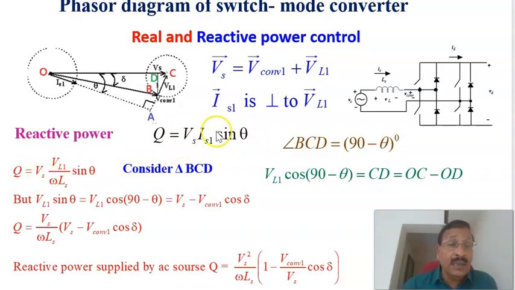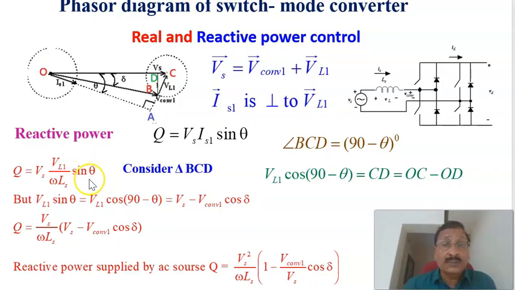Again here, this is IS1. That is the fundamental current through the inductor, equal to the drop across the inductor due to the fundamental, that is VL1 divided by omega Ls. Therefore, we are replacing IS1 by VL1 divided by omega Ls. Therefore, Vs into VL1 divided by omega Ls into sine theta.